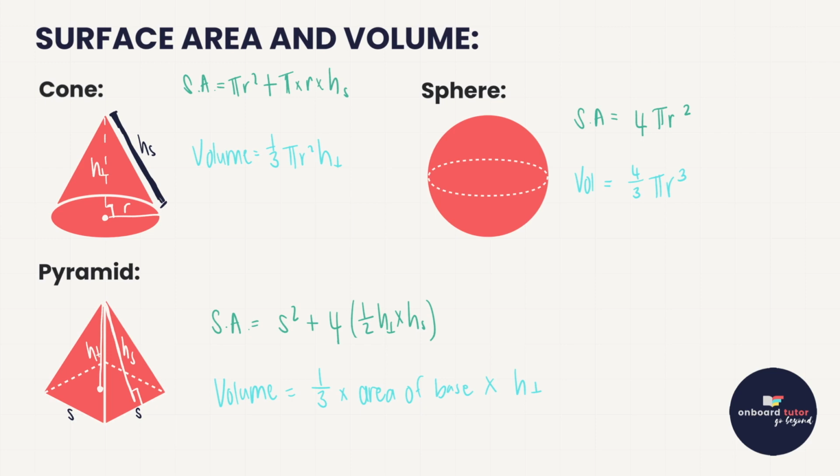In this instance, because we're dealing with a square-based pyramid, we could then say, okay, well, 1/3 multiplied by the area of the base is going to be side squared because it's a square-based pyramid, multiplied by that perpendicular height over there.